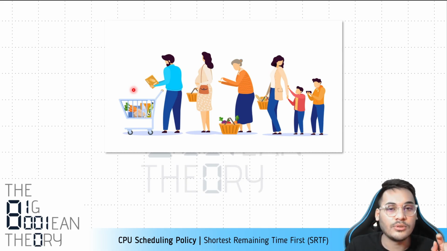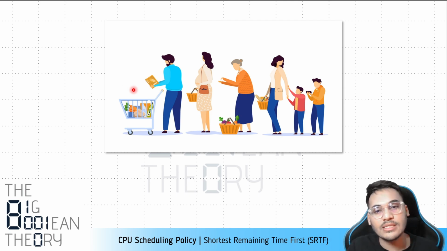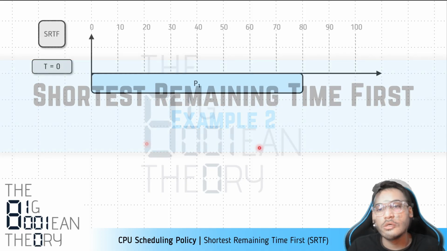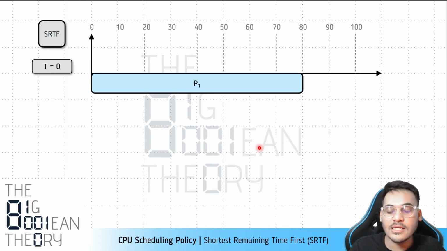So now you might have noticed the problem with this when we are discussing this idea for shortest remaining time first in the context of this grocery store. You might see that there is a problem. What is that problem? Let us understand further with an example, right? So we'll take another example and see what is the drawback of shortest remaining time first. So let us see this example and understand what is the problem with the SRTF policy, right?